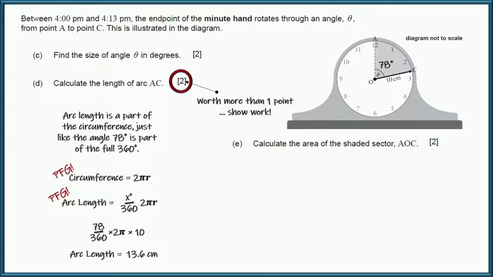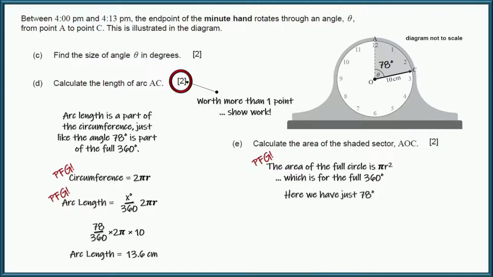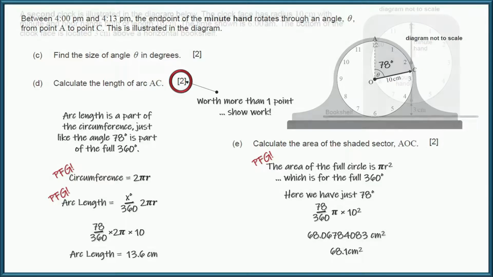Well, it's almost the same question, except instead of asking about a length, we're asked about an area. So pi r squared is the full circle. That's for the 360 degrees of the whole kit and caboodle, but we only have 78. So we have 78 out of 360 pi r squared. Write down the unrounded before the rounded. Round to 3 significant figures unless it says otherwise. Boom. Make sure you got your unit there. Good to go. All right.